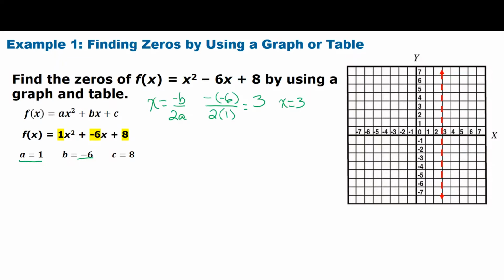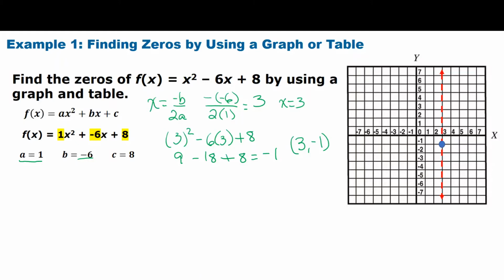Now I need to find out where my vertex is, and it's going to be on the axis of symmetry. So I'm just going to fill in my x into my equation. My equation says x squared, so I'm going to say 3 squared minus 6 times 3 plus 8. So 3 squared is 9 minus 18, that's a negative 9, plus 8 equals a negative 1. So my vertex is going to be found at 3, negative 1. All right, so let's plot that point, and there it is.